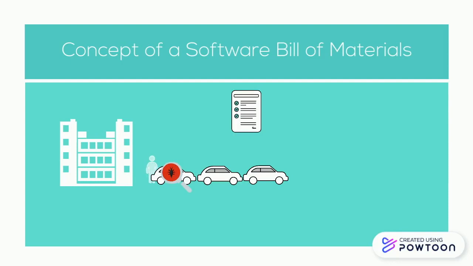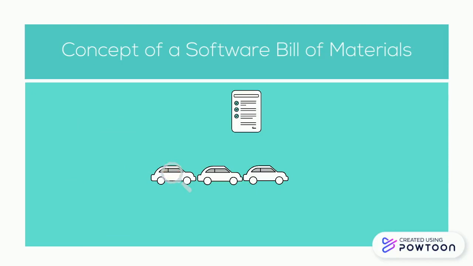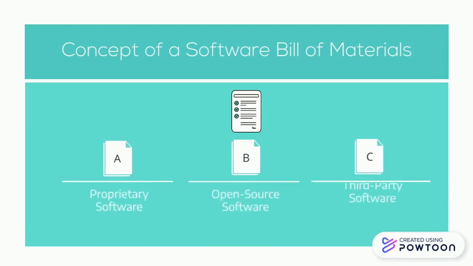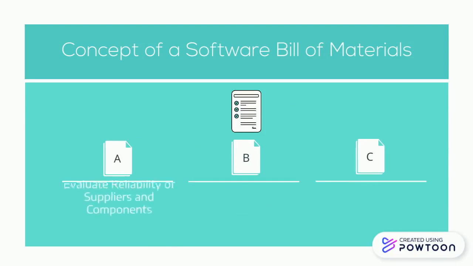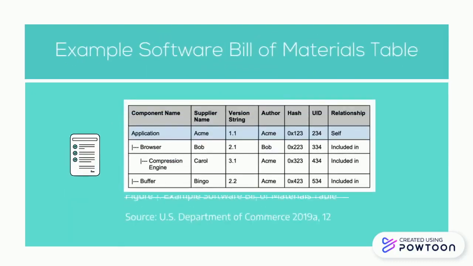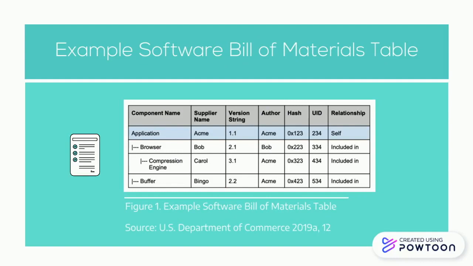Software bill of materials, or SBOM, would use these supply chain concepts and apply them to software. An SBOM listing would include an inventory of proprietary, open source, and third-party software to improve the reliability and security of these components. A software bill of materials provides a way to evaluate the reliability of suppliers and components, as well as tabulate the number and severity of known software vulnerabilities. An example of a software bill of materials table is shown as Figure 1.